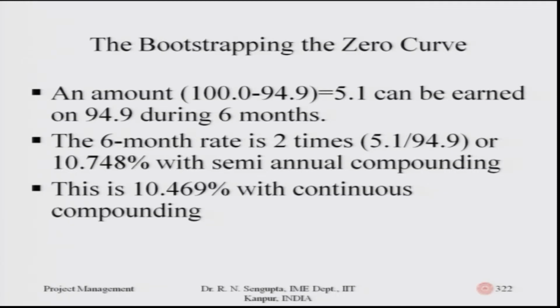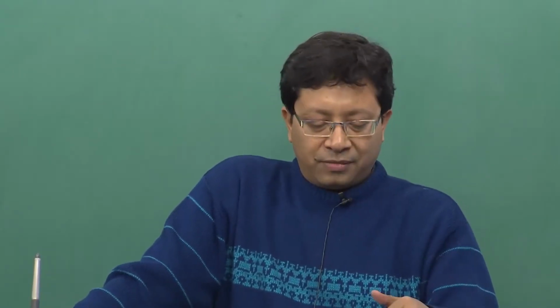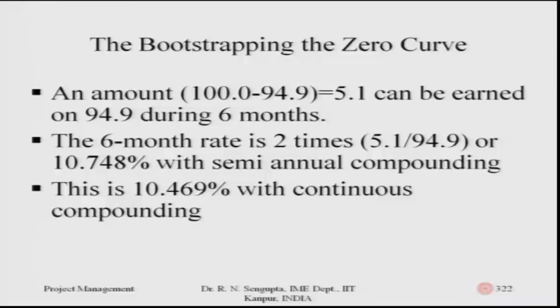Now, the next question would be, is it being paid on an annual basis? The answer is no, because you will have 2 such payments happening in 1 year. So, the next bullet point says the 6-month rate will be twice this amount, 5.1 divided by 94.9, which comes out to be 10.4748. Now, this is semi-annual compounding.